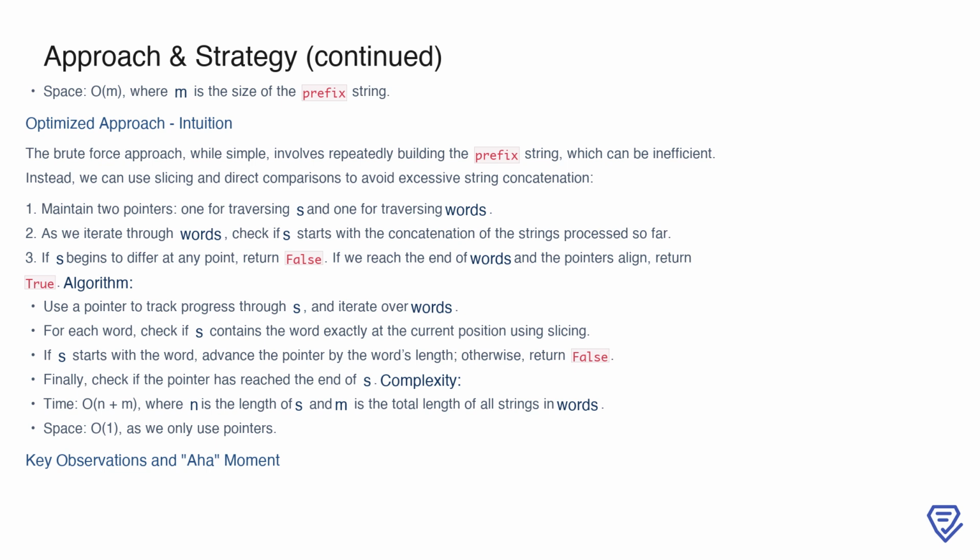If it does, we advance the pointer by the word's length, if not, we return false. Finally, we ensure the pointer has reached the end of S. This optimized approach has a time complexity of O(n + m), where n is the length of S and m is the total length of all strings and words, and it uses constant space.